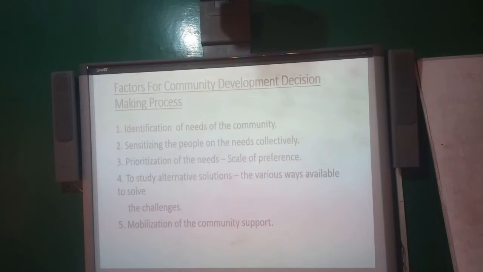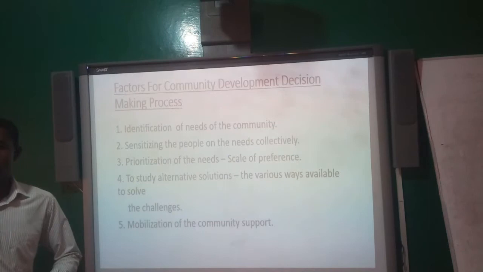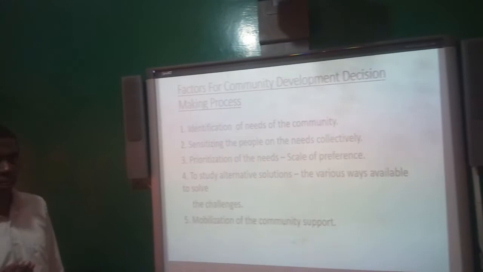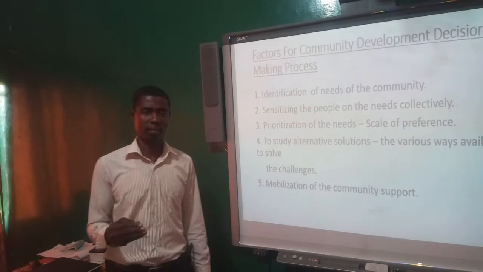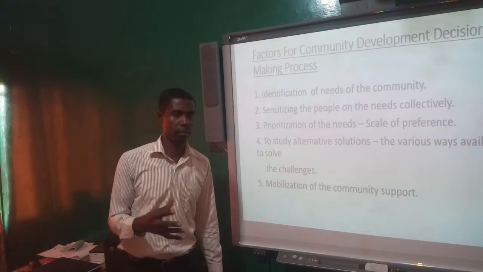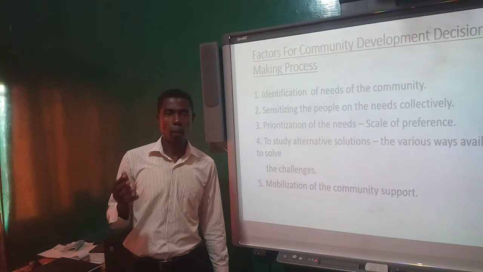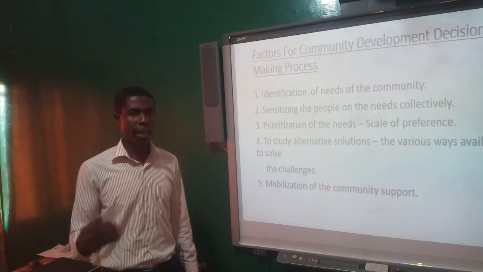Now, in every community, there is a decision-making body. And I hope you can give examples of those decision-making bodies in our community. To give you examples, we have the unit committee. The unit committee is a decision-making body. Apart from the unit committee, we have the district assembly as a decision-making body. And even at the national level, we have parliament as a decision-making body. We still have even the cabinet as a decision-making body, right?